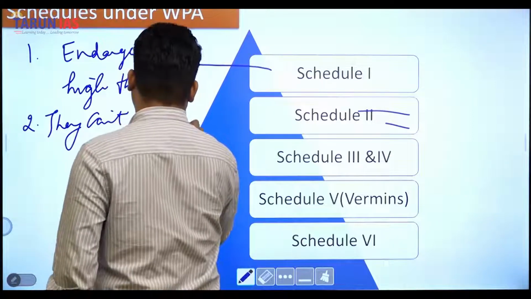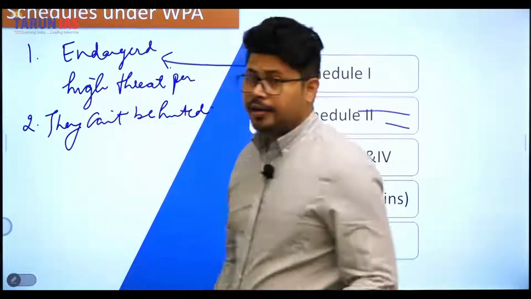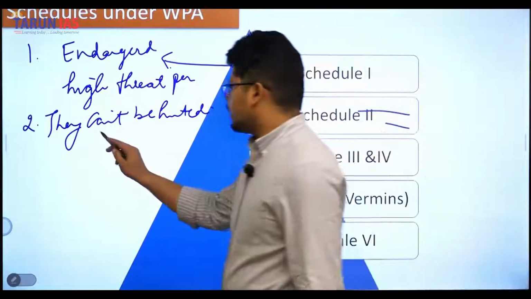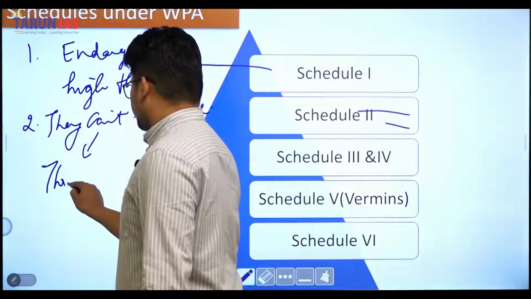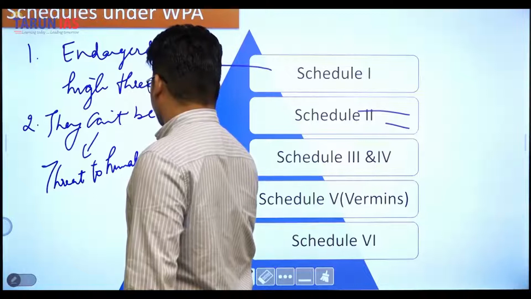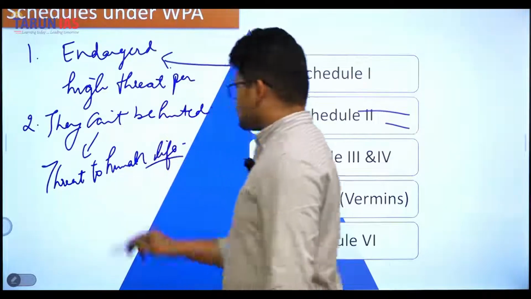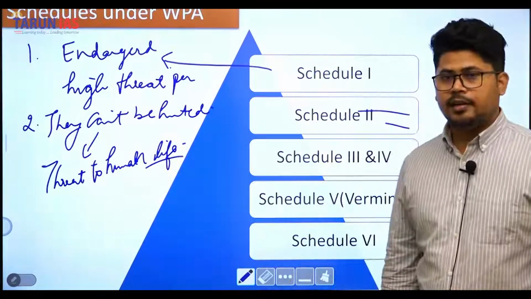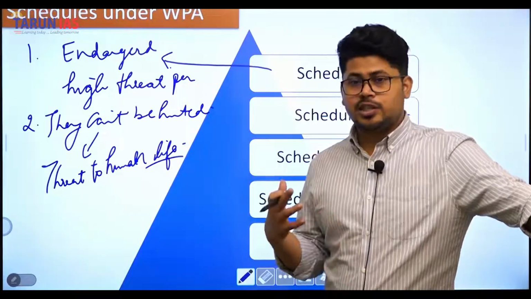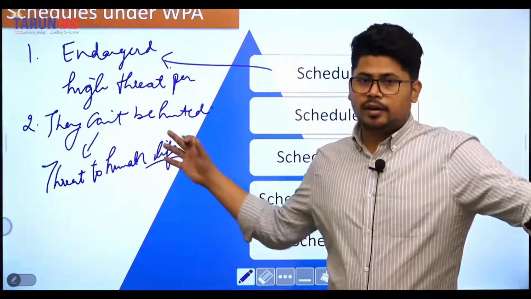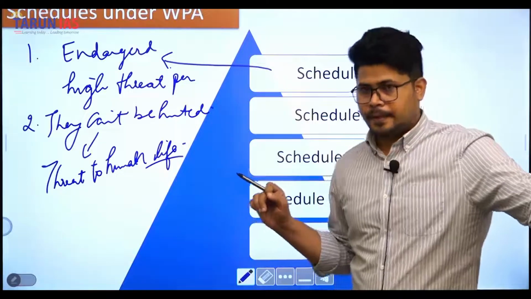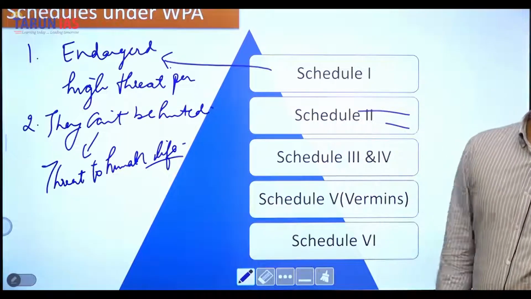can't be hunted. They can't be hunted except on the grounds that they have become a threat to human life. In such case also, the recommendation of the chief wildlife warden of the state is required to hunt that specific animal which has become a threat to the life. ठीक है. Such animals have been put under schedule 1.